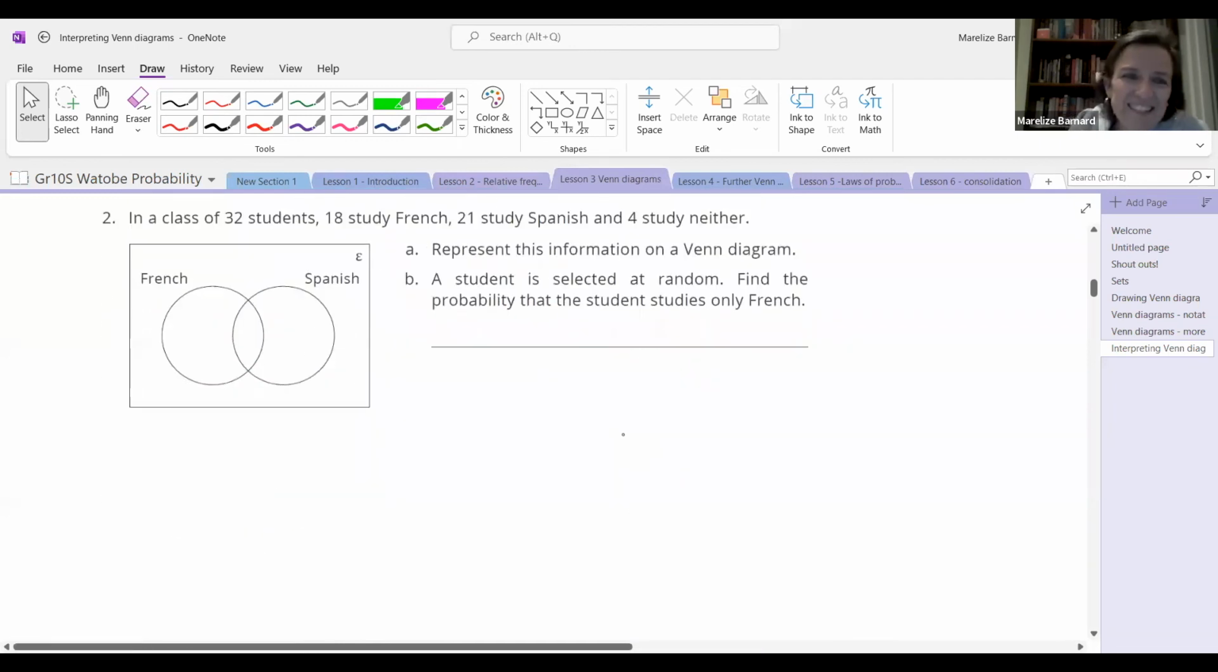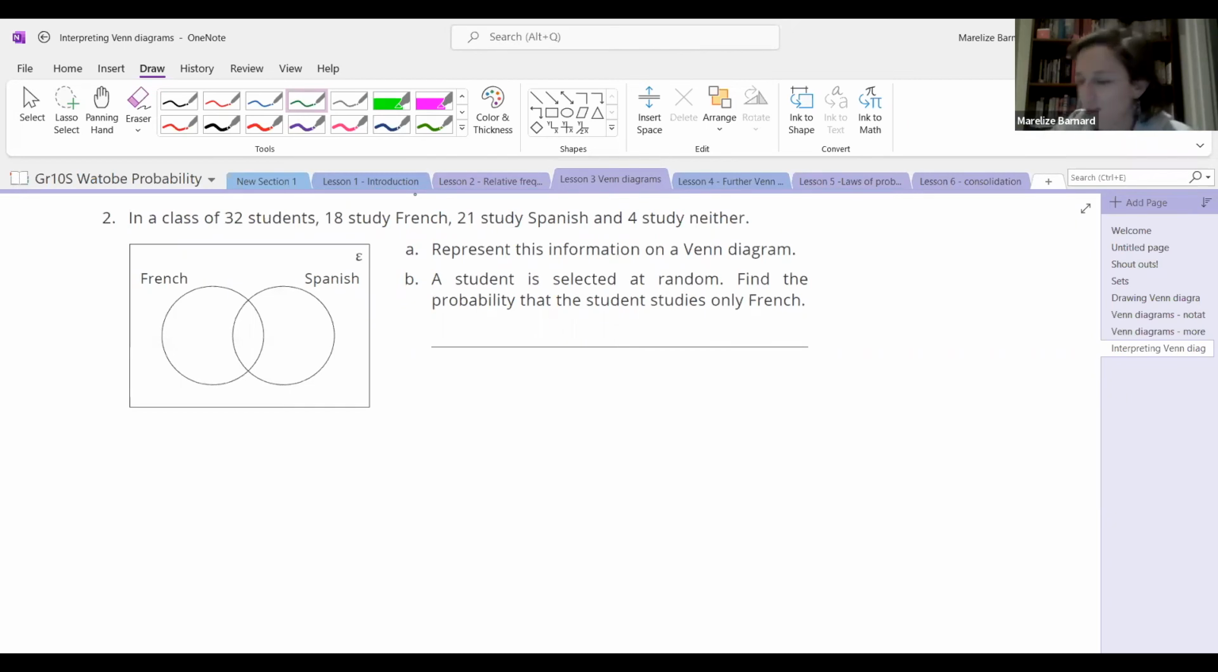Okay, next one. In a class of 32 students, 18 study French, 21 study Spanish, and 4 study neither. Okay, so represent this in a Venn diagram. We've started you off there with a Venn diagram, and so you can just finish it. And then a student is selected at random. Find the probability that the student studies only French. Okay. So over to you, your turn. 1 minute? Yeah, I think 1 minute's fine.